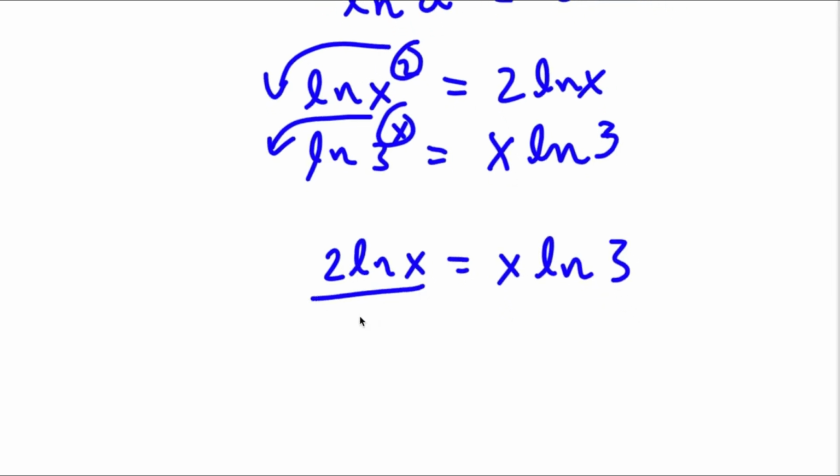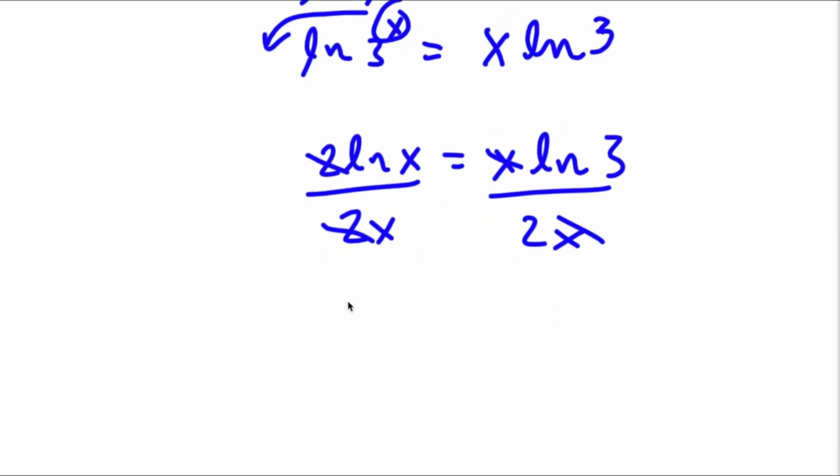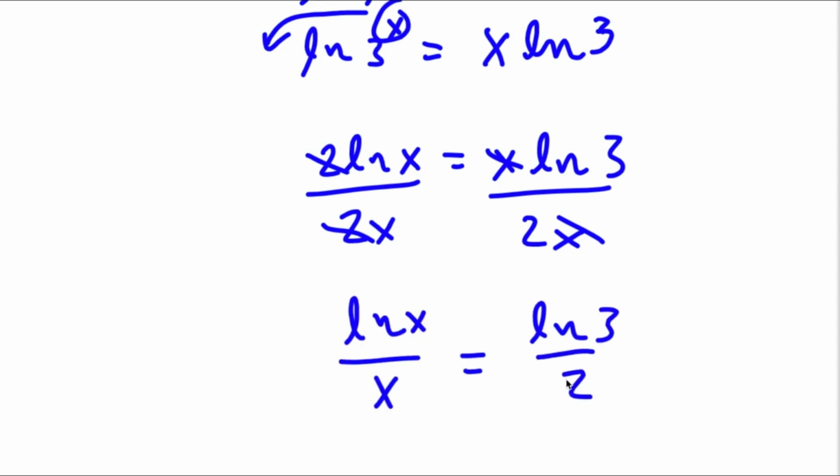So now if I divide both sides by 2x, on my left-hand side, these two cancel out, and on my right-hand side, these two cancel out. So I'd be left with ln x over x is equal to ln 3 over 2.